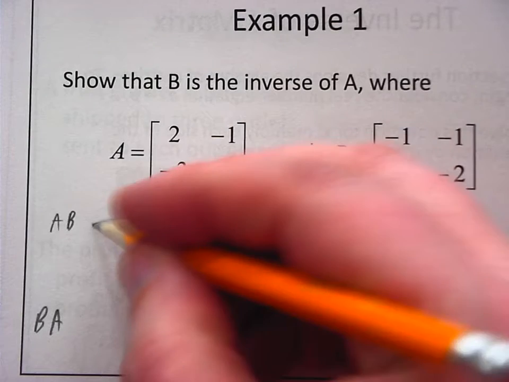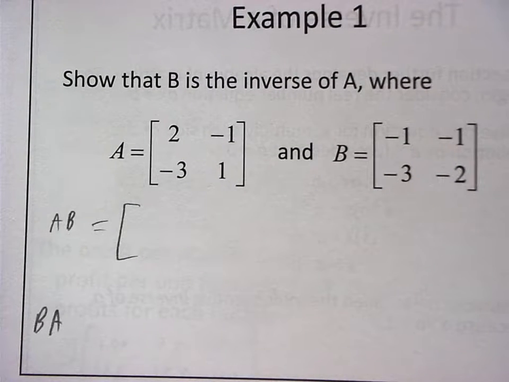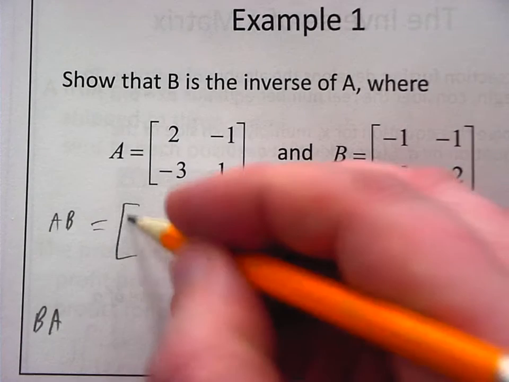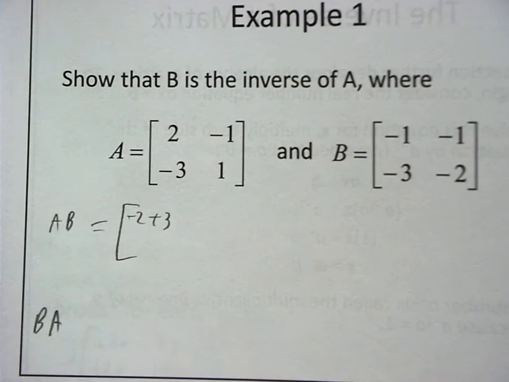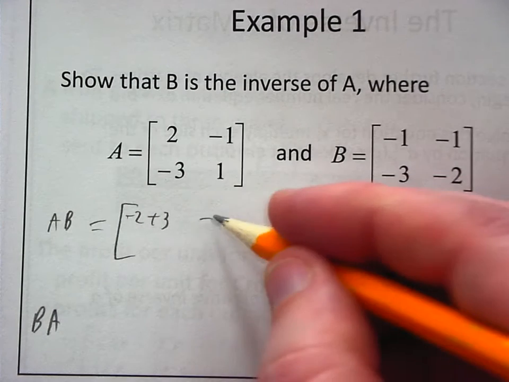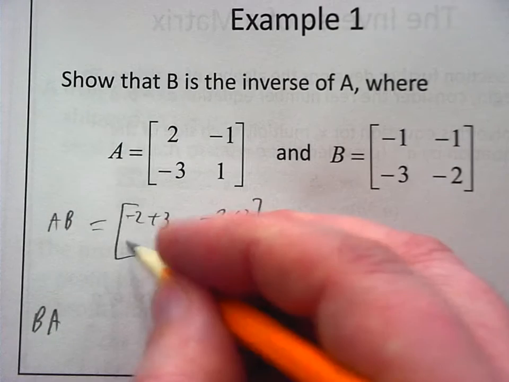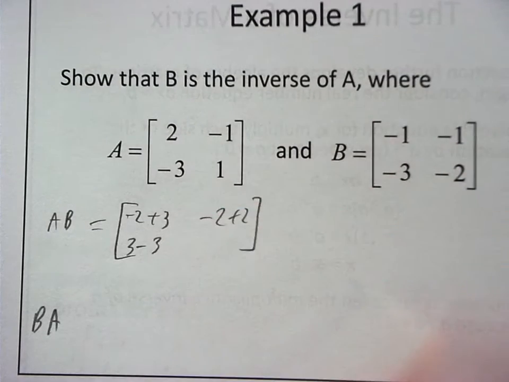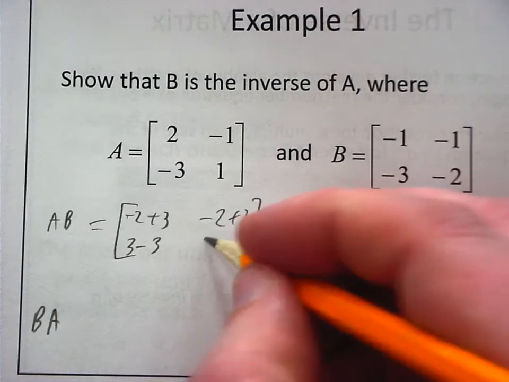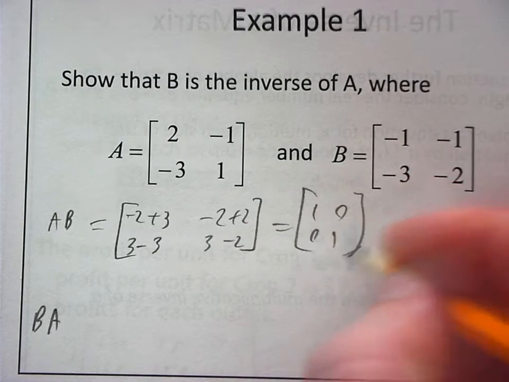I would still check both real quick. If I'm going to do A times B, what am I going to get in the top left? Negative 2 plus 3. Top row, left column. Top right? Negative 2 plus 2. Bottom left? 3 plus negative 3, or 3 minus 3. Bottom right? 3 minus 2. So in other words, 1, 0, 0, 1. That's your identity, so that confirms it that way.